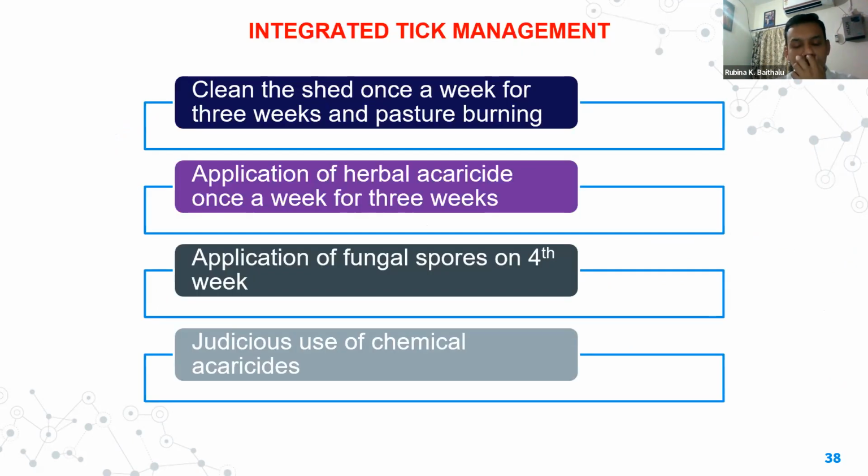So in summary, for the control of the ticks, what are the things we have to take into consideration? The first one is the managemental method, that is, clean the shed once in 3 weeks, and pasture burning, which is a very good method. Application of the herbal acaricide at least once a week for 3 weeks. Application of the fungal spores, and lastly, the judicious use of the chemical acaricides. We follow the first 3 methods, like cleaning, application of herbal acaricide, and application of the fungal spore. Then the last one, the chemical acaricide, will not be used because these 3 methods will take care of the control of the ticks.